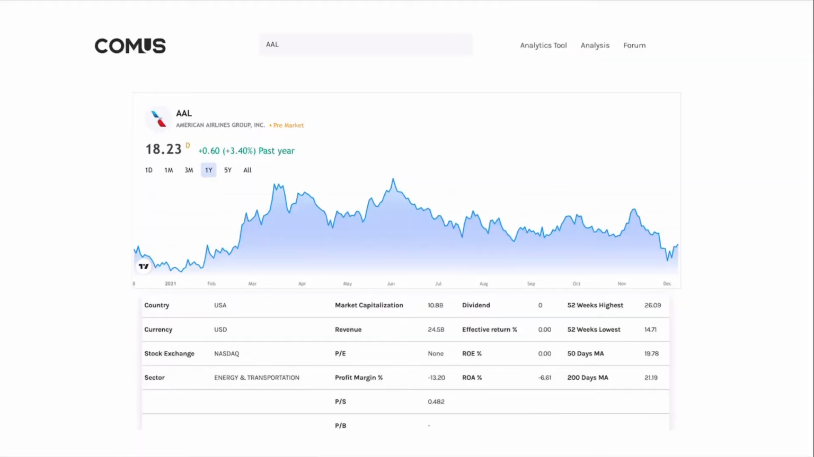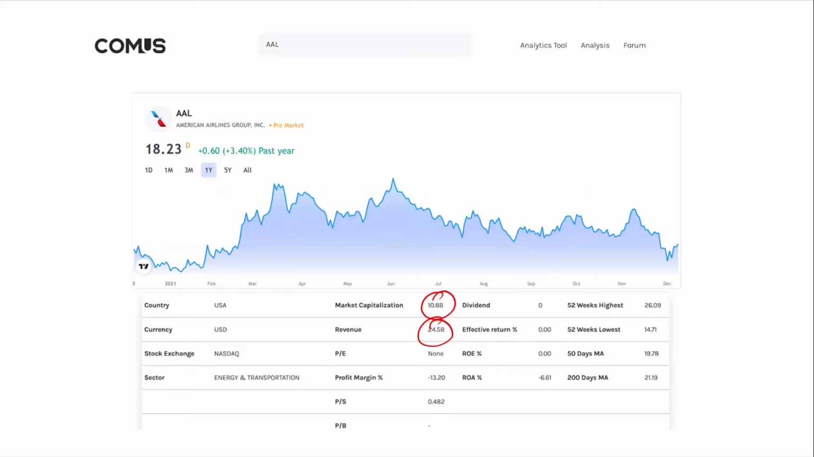As I mentioned, we're going to take a look at American Airlines, and they are traded on the NASDAQ, and they are in the transportation and energy sector. If we go down to the screen, we can tell that their market capitalization is at $10.8 billion. Now, their revenue is at $24.5 billion, and we can see here that the revenue is bigger than the market capitalization, and that is a red flag.